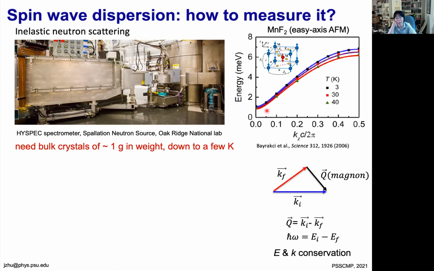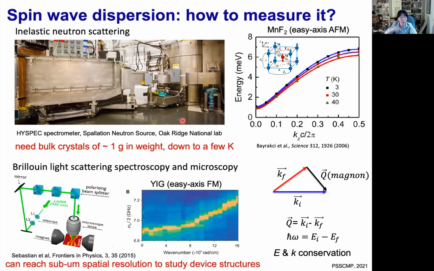Right? Now, for example, this experiment over here maps out the dispersion of the magnons of a particular material, manganese difluoride, which is an easy axis antiferromagnet. You can see the gap here, and you can see the dispersion. Okay. You can also do this with photons, because photons also carry energy and momentum.